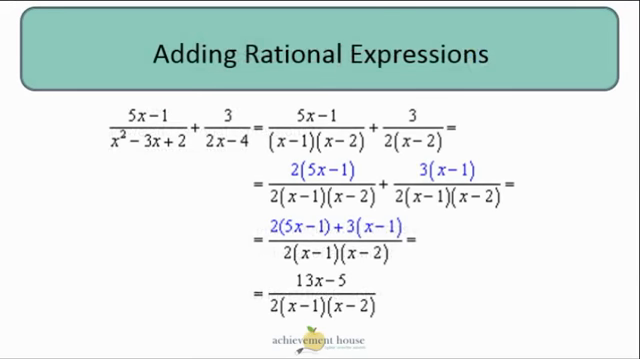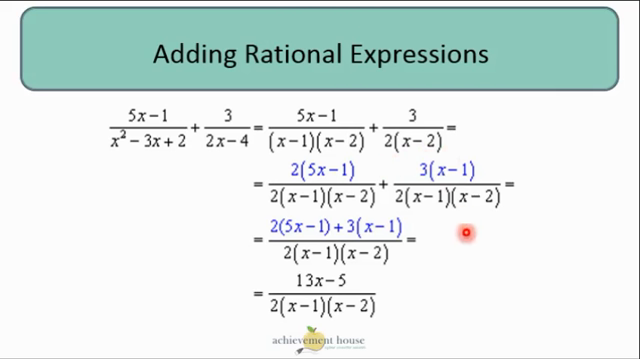So when we first see these two polynomials, completely different, we think, oh my gosh, this is going to take forever. Well, first we just need to make sure that we factor both the denominators as simply as possible. So they need to be completely factored. If we do that, we have x minus 1 times x minus 2 for the first denominator, and 2 times x minus 2 for the second denominator.